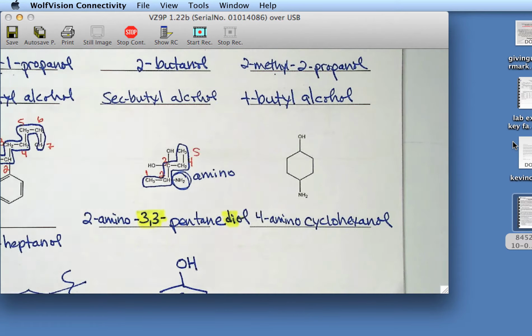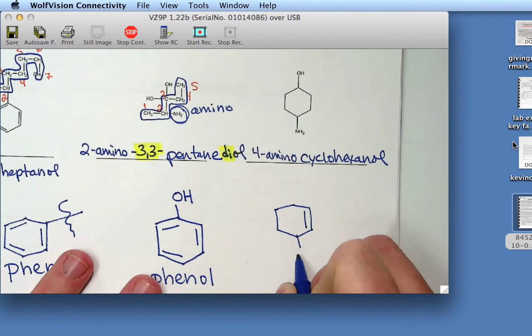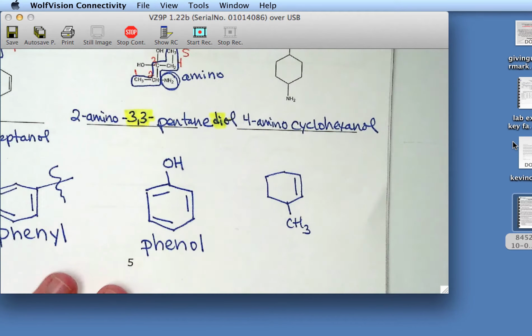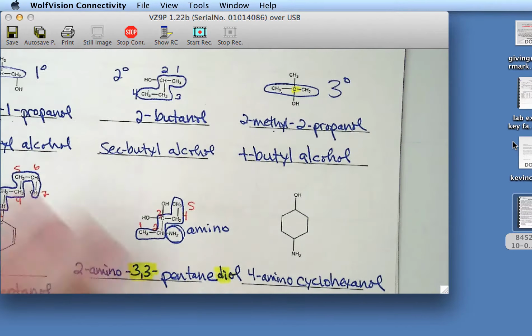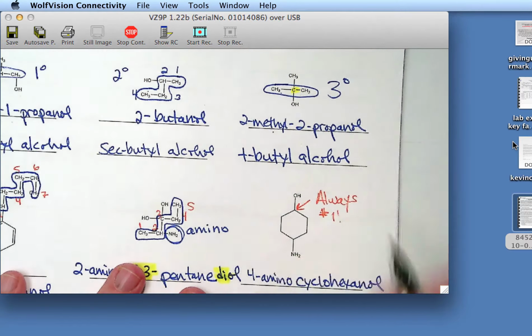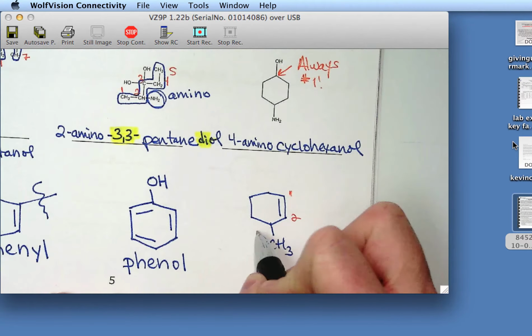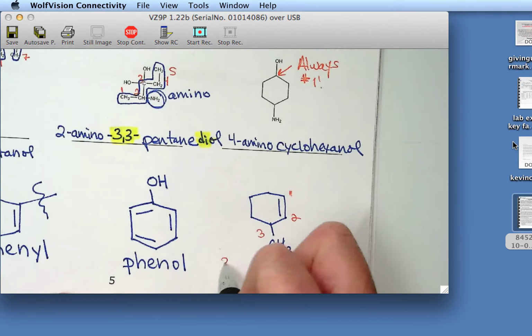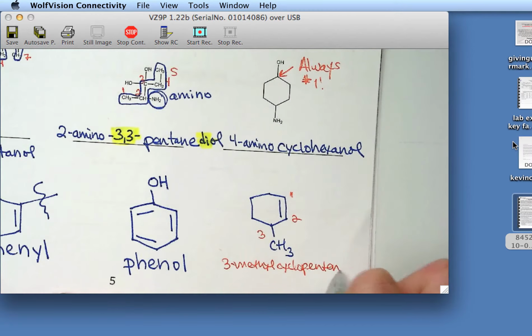Do you have a question? You never have to put 1 on like cyclo. Think of it like, because you know the OH is always number 1. So I'll write this here. The OH is always number 1. Just like in this example, the double bond is always number 1. So that's 3-methylcyclopentene. This last 2 are secondary.